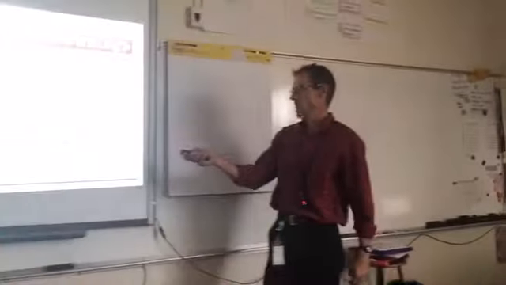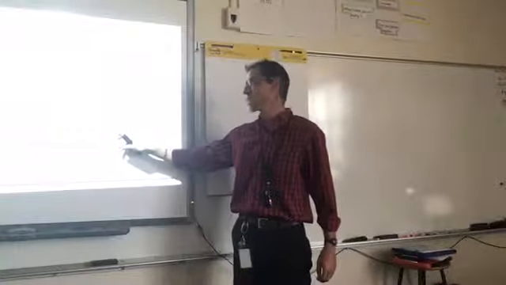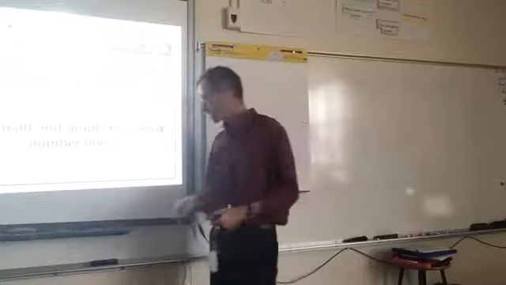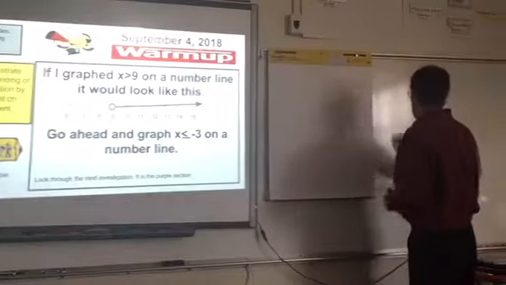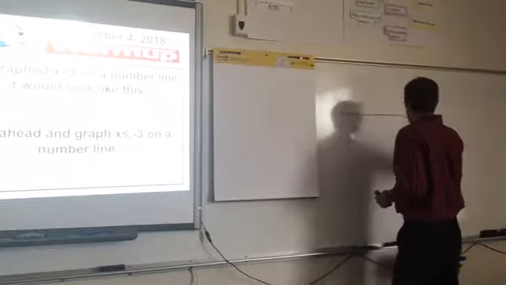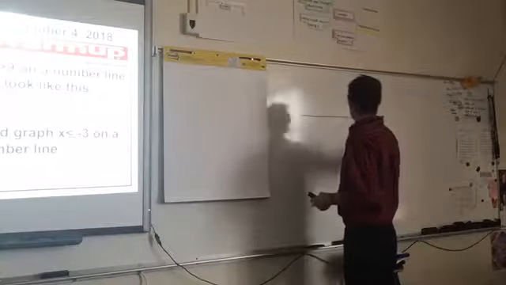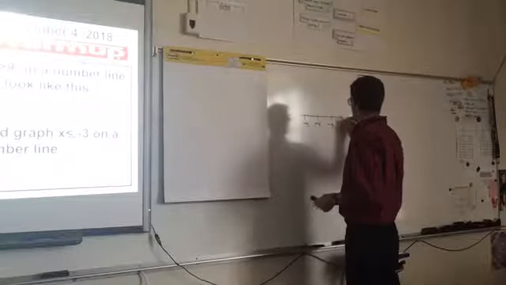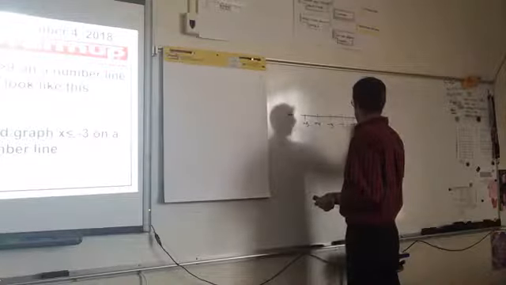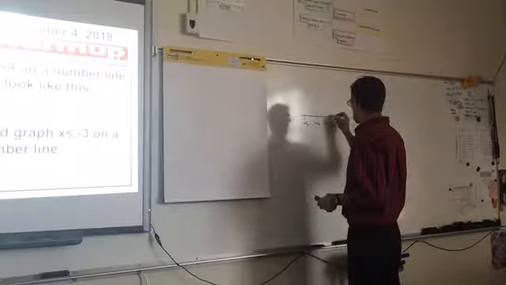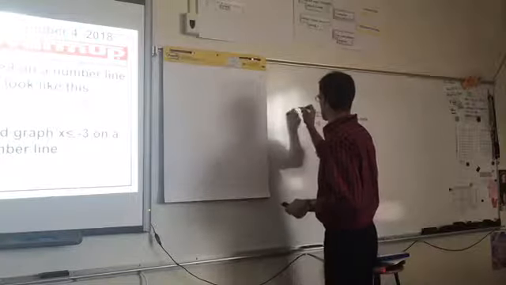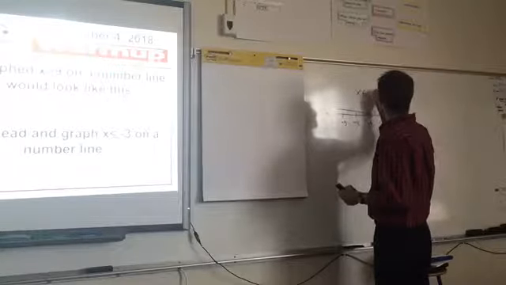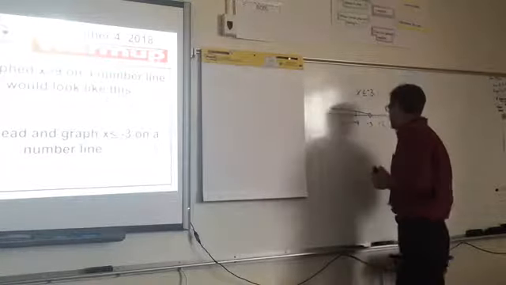So then I asked you to go ahead and graph x is less than or equal to negative 3. Talk to your partner and show him what you did. It can be less than, or the same as negative 3. So I filled in the dots, and I drew an arrow moving left, because anything less than negative 3 is x, and if you move left, it's less.